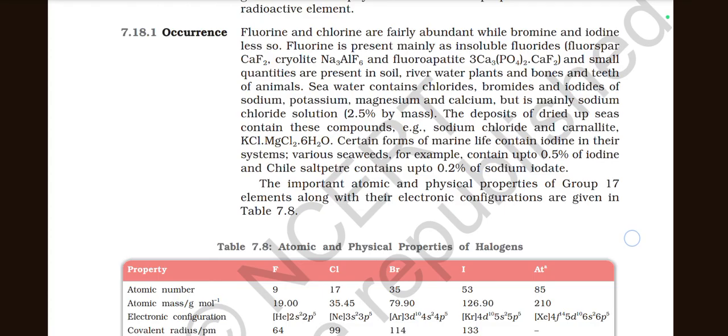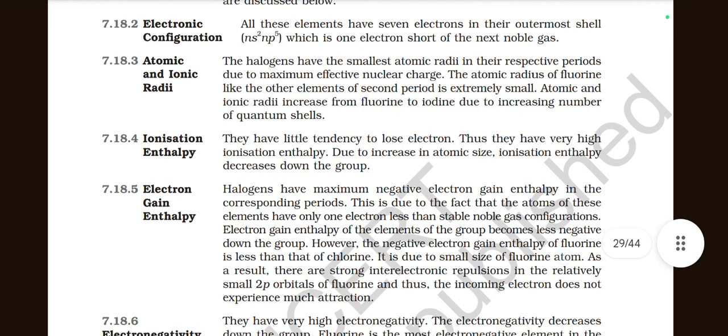The deposits of dried-up seas contain these compounds, for example sodium chloride and carnallite. Certain forms of marine life contain iodine in their system. Various seaweeds, for example, contain 0.5% of iodine, and Chile saltpeter contains up to 0.2% of sodium iodate. There are some basic traits as well.